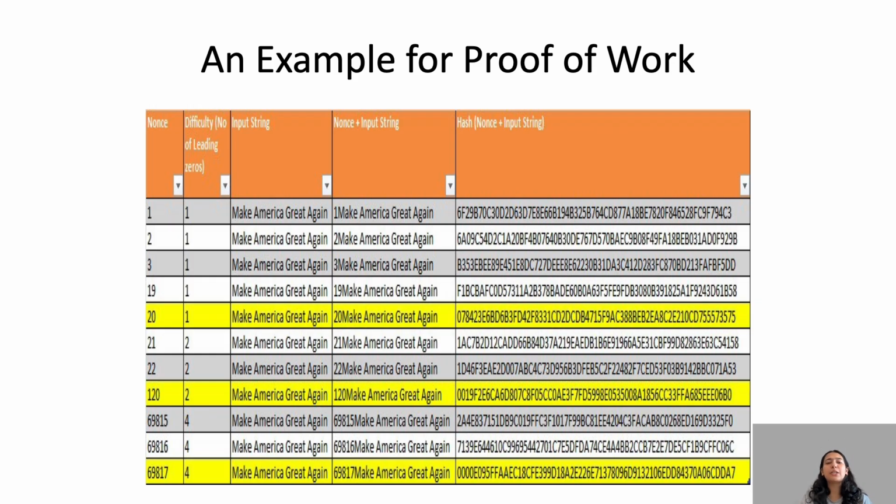And the example goes: by the 20th attempt, we get 0, one level of difficulty. Then in the 120th attempt, you get 2 zeros. And then when you forward it down to 69817, you get 4 zeros prepending your hash.